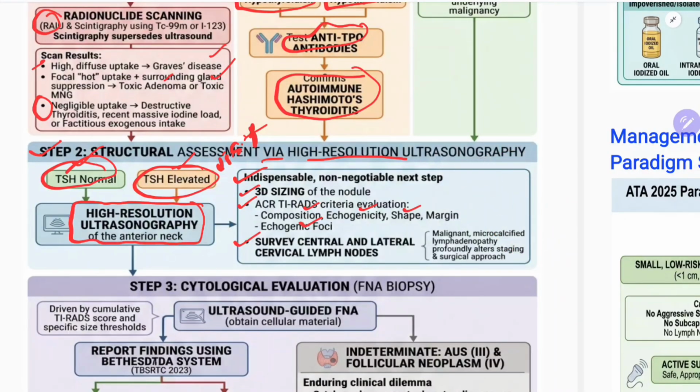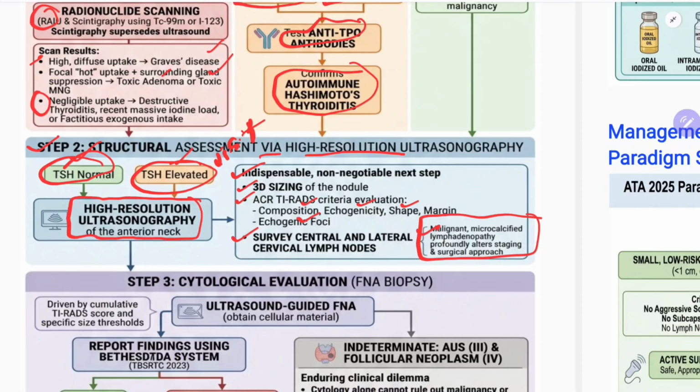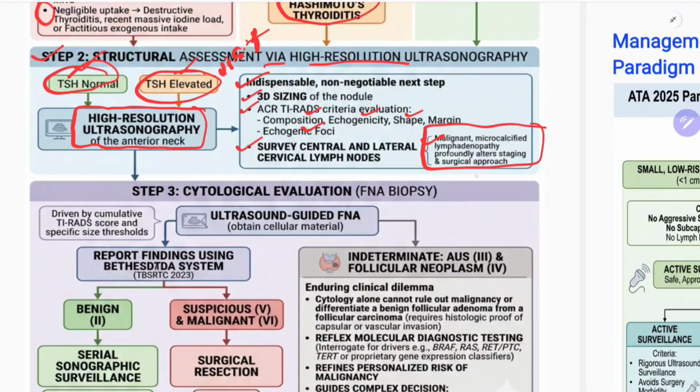Why? If these lymph nodes are involved, malignant macrocalcified lymphadenopathy profoundly alters staging and surgical approach. So if there is lymphadenopathy with calcification, then that alters staging and surgical approach. That's why, along with checking the thyroid gland, one should check the surrounding lymph nodes, which is usually done.